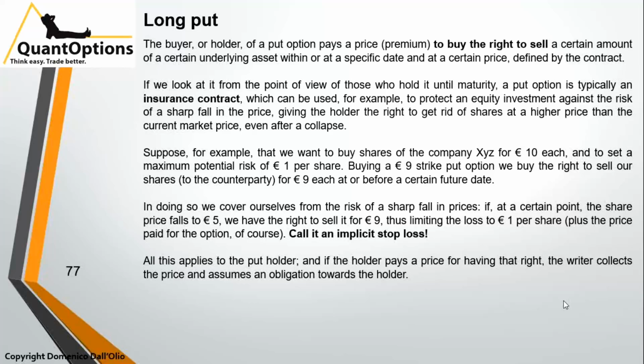If at a certain point, indeed, the share price falls to 5, we have the right to sell it for 9, thus limiting the loss to 1 euro per share, plus the price paid for the option, of course. Call it an implicit stop loss. You cannot lose more than 1 plus the premium paid. All this applies to the put holder, and if the holder pays a price for having that right, the writer collects the price and assumes the obligation towards the holder.